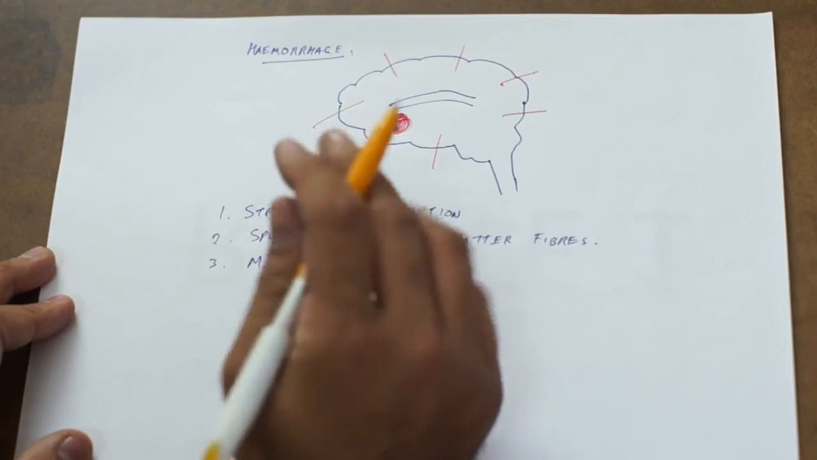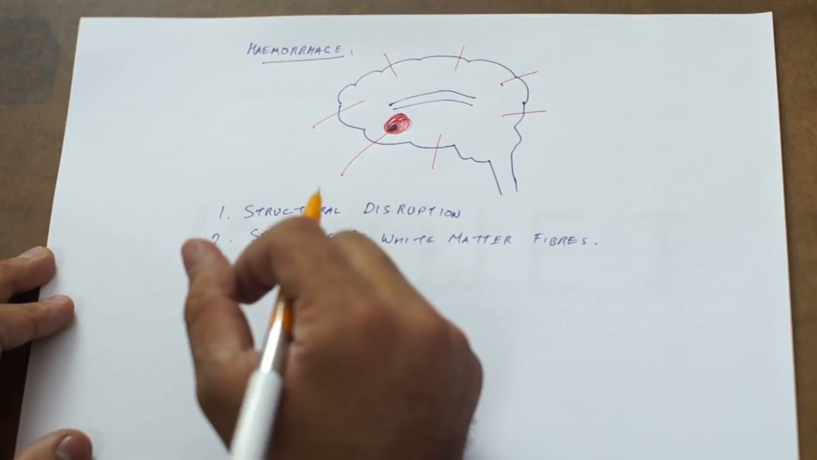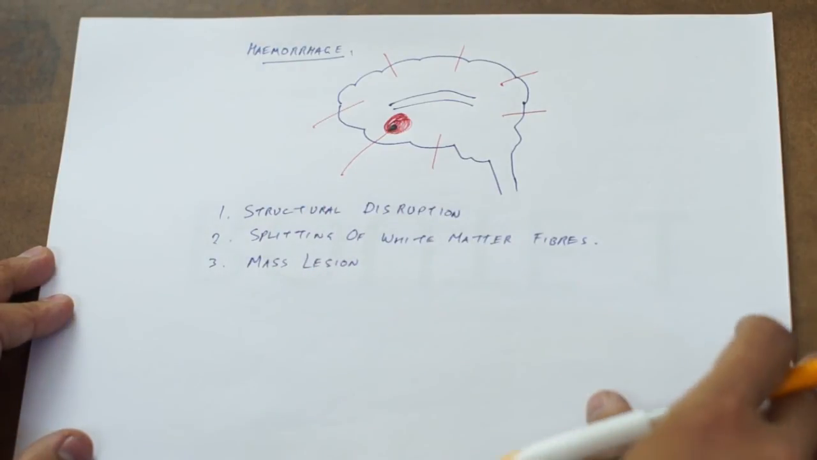Also, since the blood supply to the neurons is also affected, the neurons die in the same way, due to hypoxic injury, as we have seen in the case of infarct.